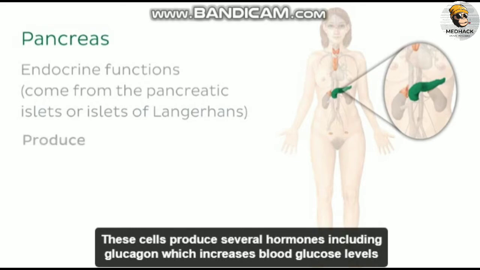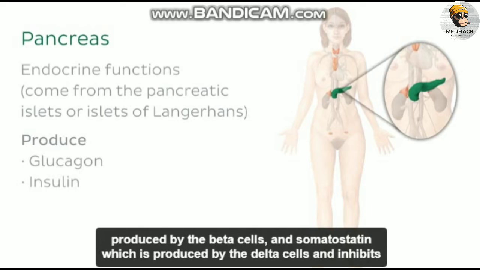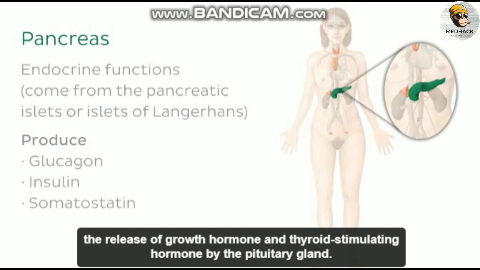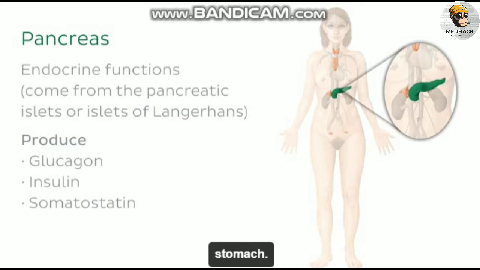These cells produce several hormones, including glucagon, which increases blood glucose levels and is produced by the alpha cells, insulin, which decreases blood glucose levels and is produced by the beta cells, and somatostatin, which is produced by the delta cells and inhibits the release of growth hormone and thyroid-stimulating hormone by the pituitary gland. It also inhibits the release of hydrochloric acid from the gastric parietal cells of the stomach.